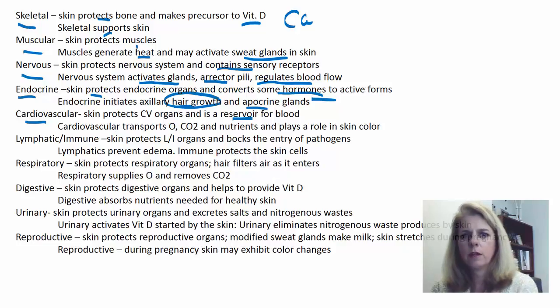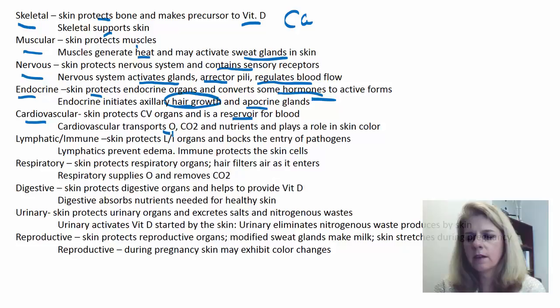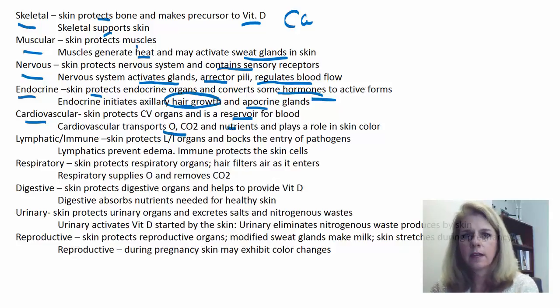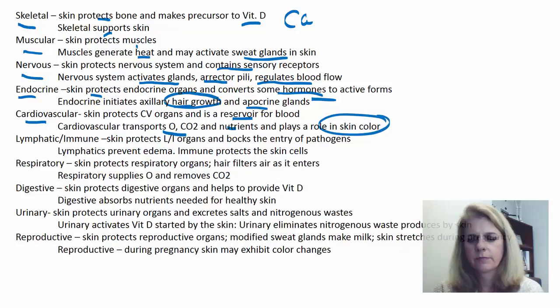You store blood in your skin. Your cardiovascular system is going to transport oxygen and carbon dioxide to your skin. So it's going to take oxygen to your skin, bring carbon dioxide away from your skin, the waste products. It's going to bring nutrients to your skin and take waste products away. It also plays a role in skin color. Remember, if you're hot and your skin flushes, that's blood, that's part of your cardiovascular system.